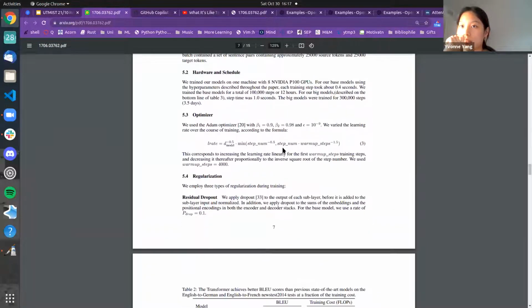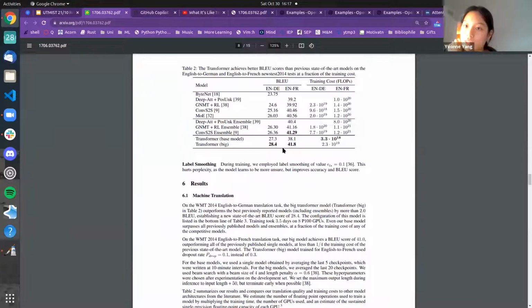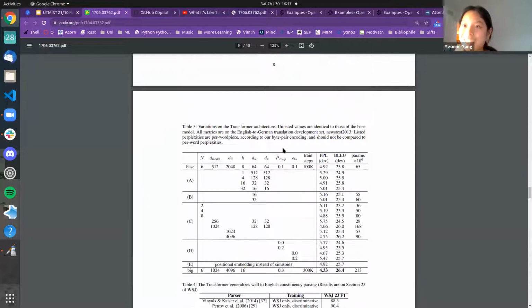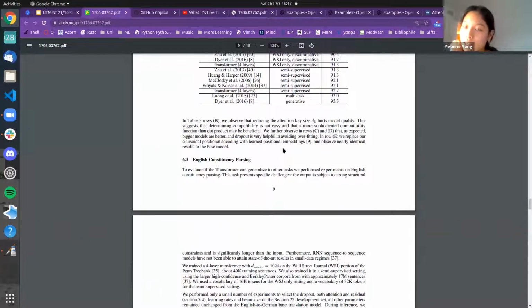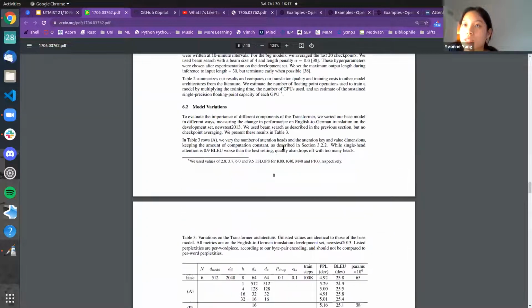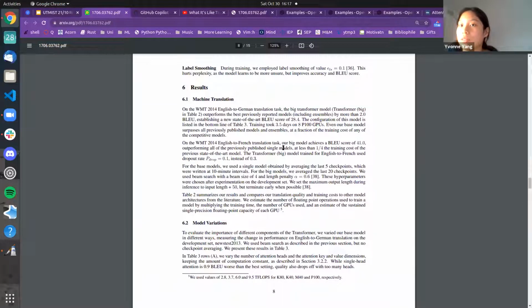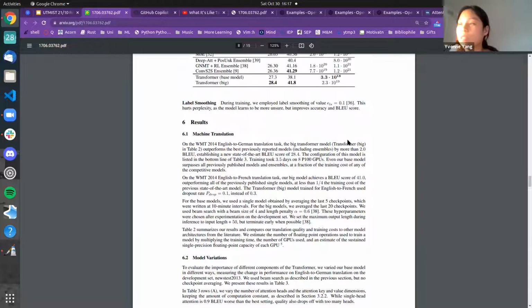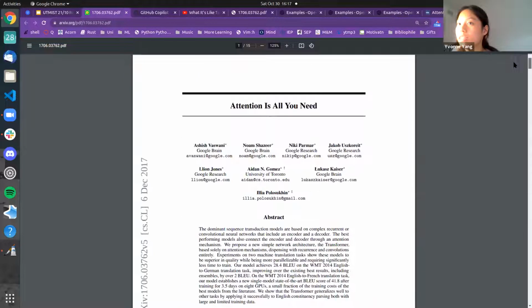So I didn't really look at the results. I think it's pretty self-explanatory from all of the later transformer models that we can see that they are really successful and accurate models. So yeah, I think that's pretty much it about this paper.